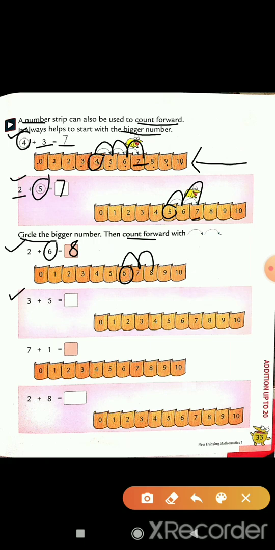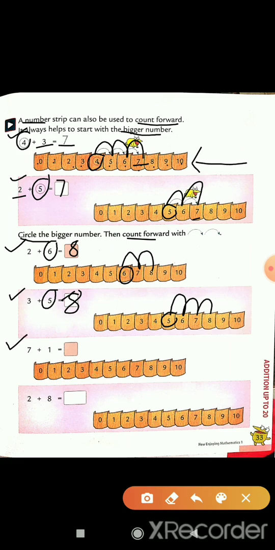Next, 3 plus 5 is equals to dash. So the bigger number here is 5. So circle 5. In the number strip also we will start with 5. Then you have to add 3. So 1, 2 and 3. So here 8. So 3 plus 5 is equals to 8.